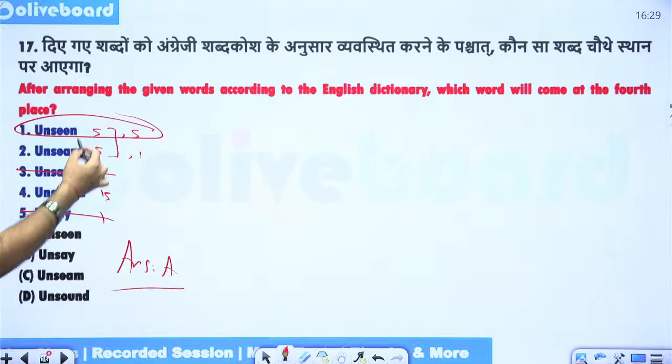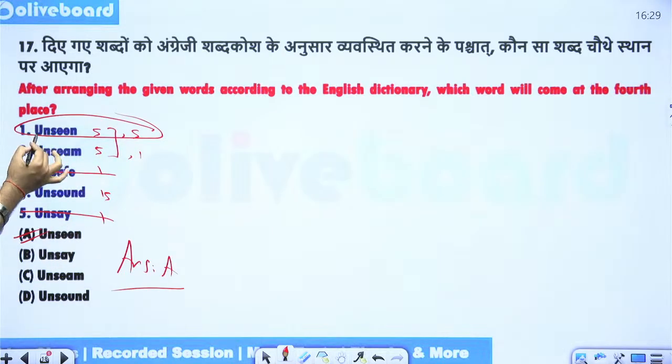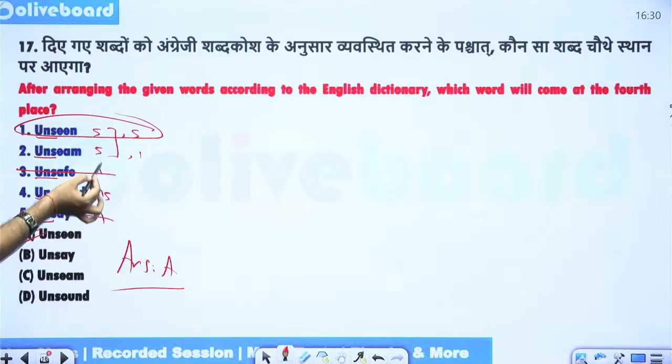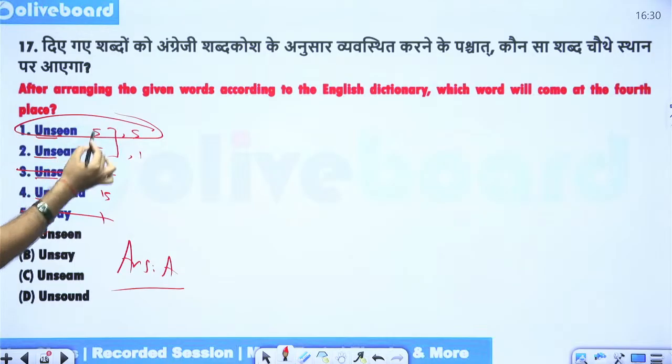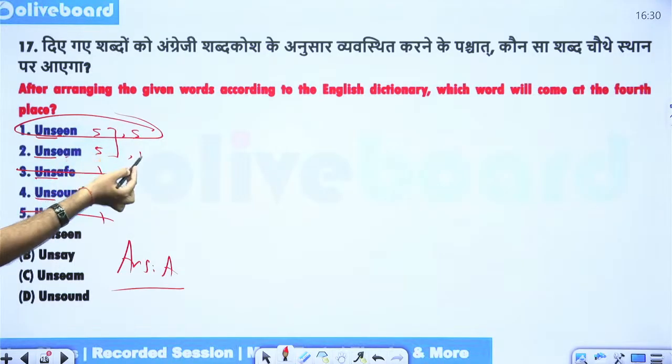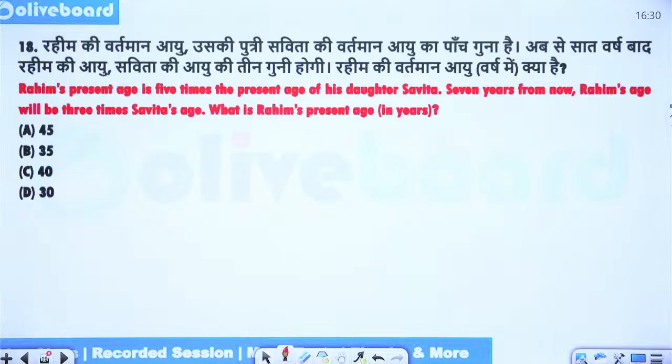What was this 5, 1, 5, 7? These are just after the common letters. Whatever the letters are coming, these are the place values of those letters. And if I have same place values, then I will write the next place value here. So this is 5, 5, then this is 5 and 1. So obviously this will come at the 3rd position, this will come at the 4th position. Right? Next.